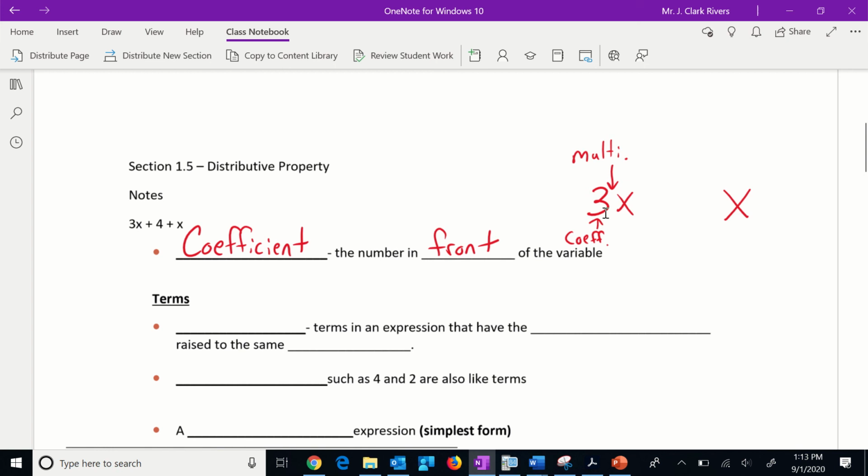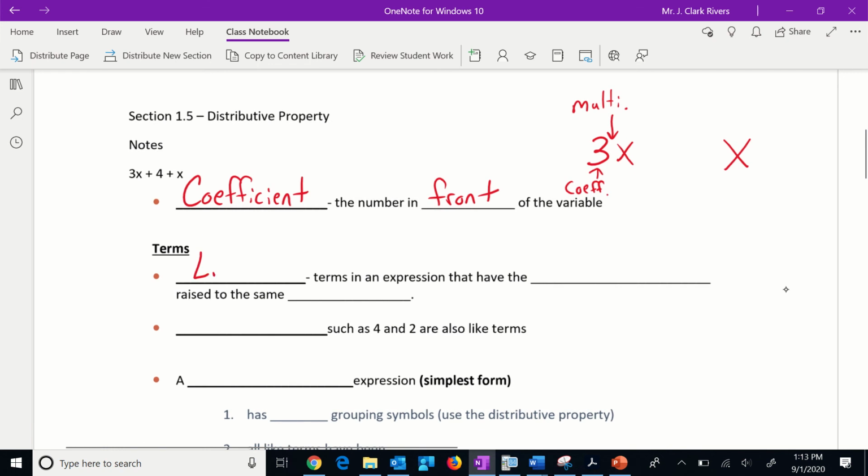So how many x's do you see here? These are 3 x's. How many x's do you see here? That's just 1 x. Let's talk about terms. All right, well, like terms, you've probably heard this term before. Like terms in an expression, they are like terms if they have the same variable raised to the same power. Okay? So here we have 3x and we have x. We have the same variable raised to the same power.